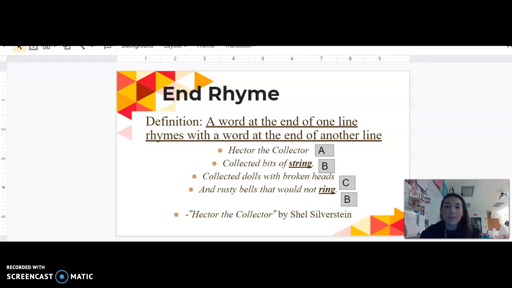So an end rhyme is a word at the end of one line which rhymes with a word at the end of another line. So for another example, we have a rhyme scheme that is A, B, C, B, meaning that A and C do not rhyme, but the two lines that have B's on them do rhyme. So Hector the collector collected bits of string, collected dolls with broken heads and rusty bells that would not ring. So string and ring rhyme. So this gives it an A, B, C, B rhyme scheme.